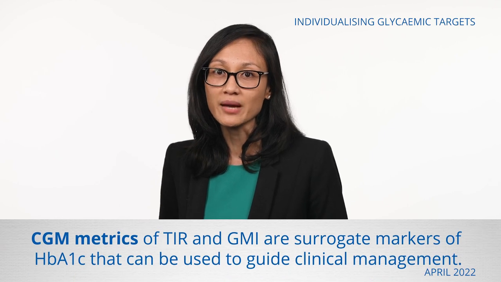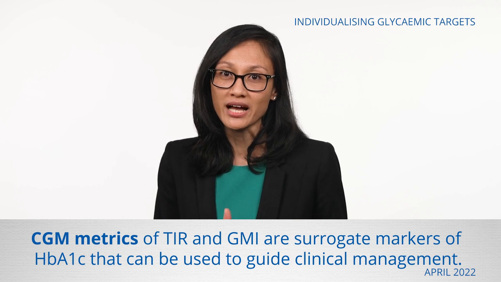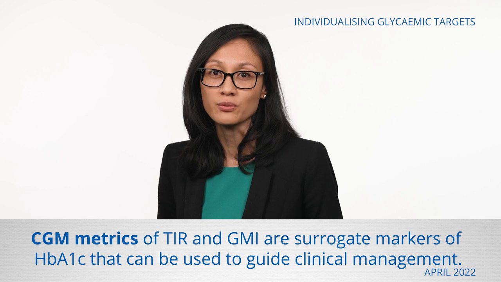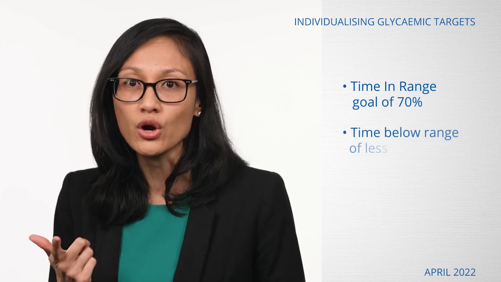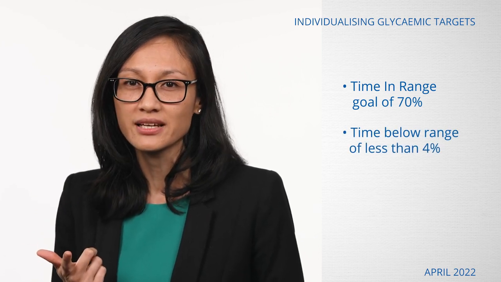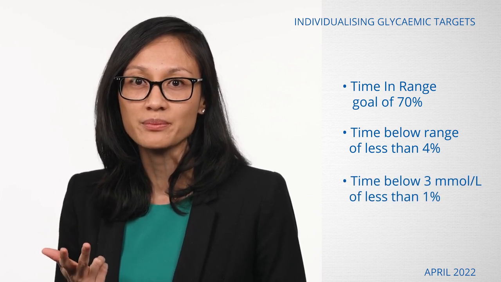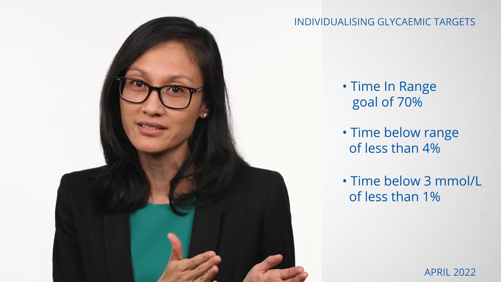CGM metrics of time in range, or TIR, and glucose management indicator, or GMI, are surrogate markers of HbA1c that can be used to guide clinical management. Published data suggest a strong correlation between time in range and HbA1c, with a time in range goal of 70%, time below range of less than 4%, and time below 3 millimoles per litre of less than 1%, aligning with an HbA1c of approximately 7%.